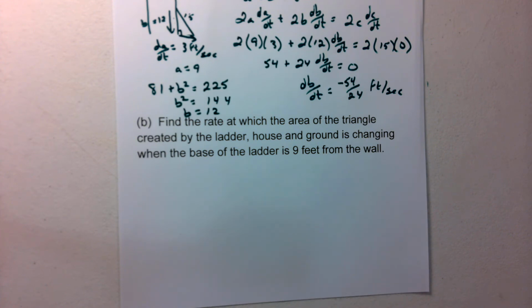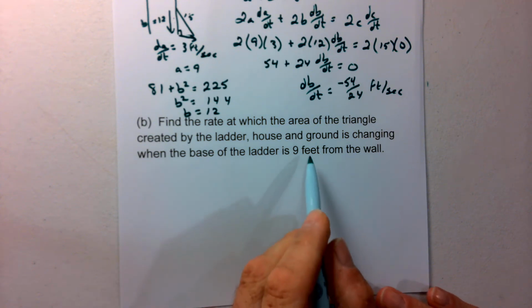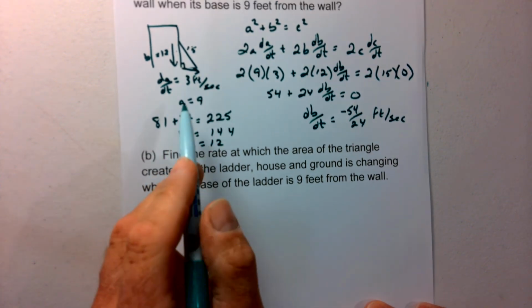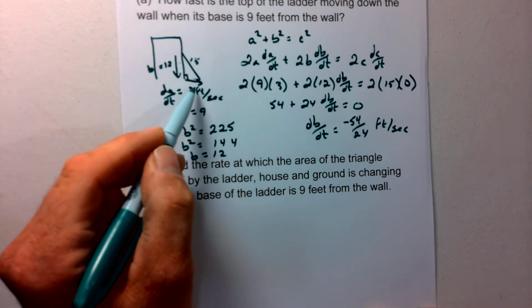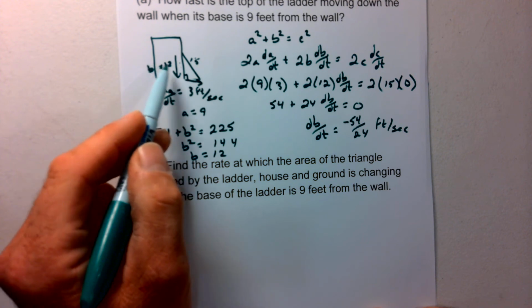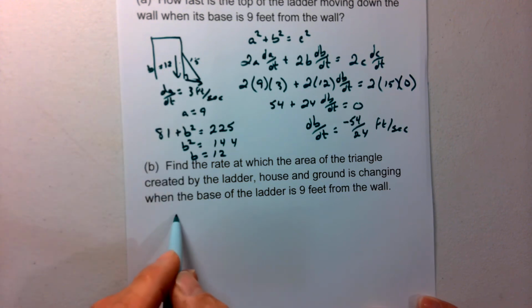Part B of this says, find the rate at which the area of the triangle created by the ladder, house, and ground is changing when the base of the ladder is now 9 feet from the wall. So again, same thing's happening, same setup. We're going to know that dA/dt is going to be 3 feet per second, dB/dt, and all this good stuff.